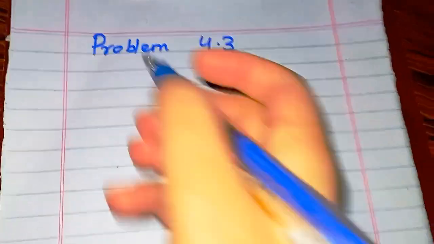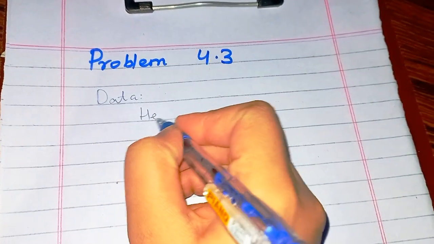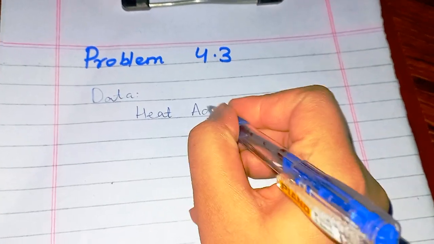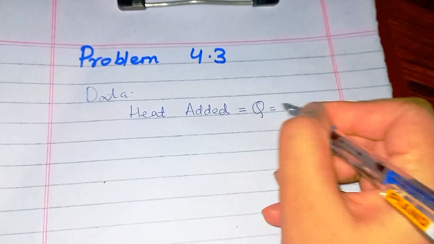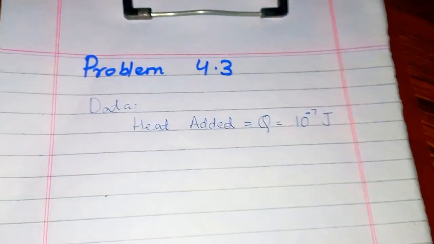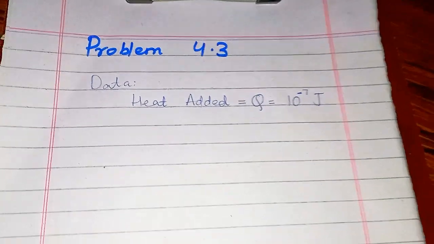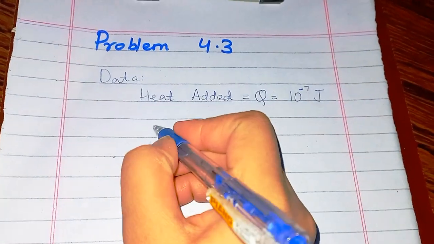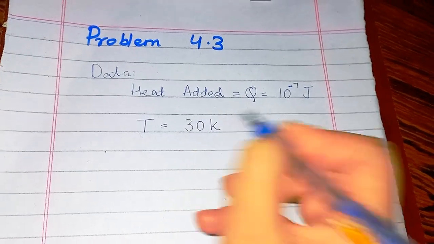We'll first write the data. In our data, we are given the heat added to the system, let's say Q, which equals 10 to the power minus 7 joule. And we are happy that it's already in SI units, otherwise we would have to convert it first in the data section. The temperature of the body is constant and it is 30 Kelvin.